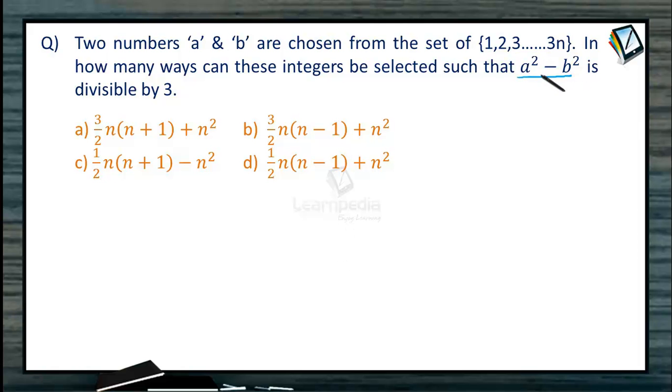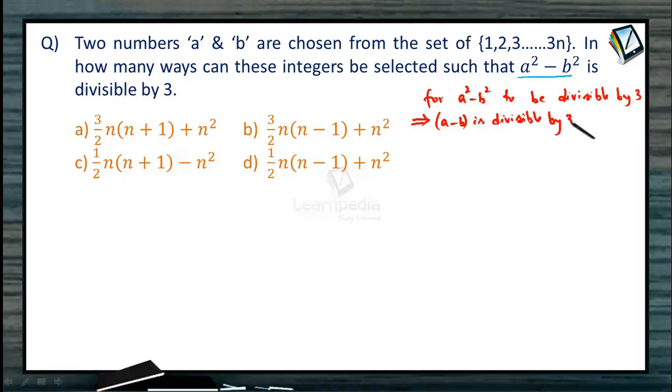So first let us identify the condition for a square minus b square to be divisible by 3. For a square minus b square to be divisible by 3, either a minus b is divisible by 3, or a plus b is divisible by 3, or both are divisible by 3.